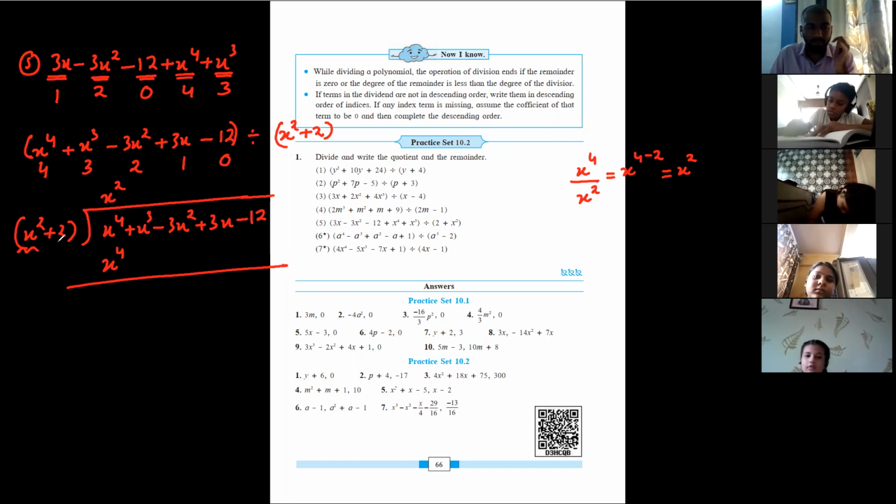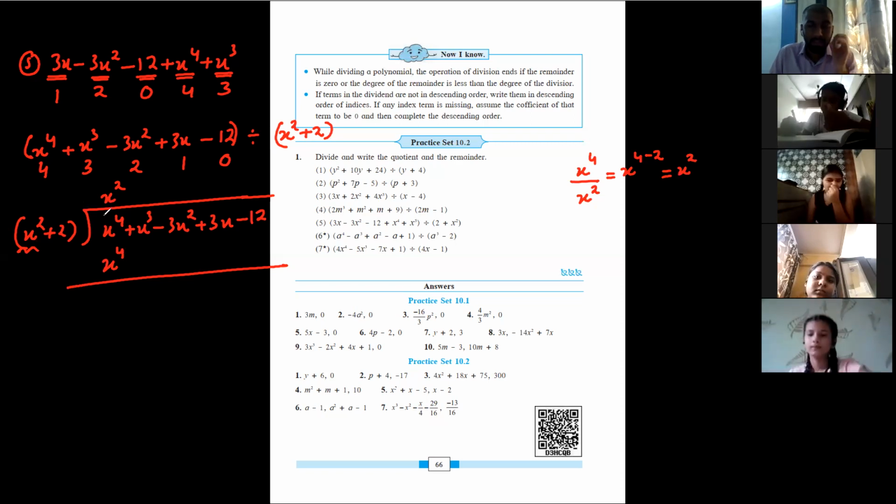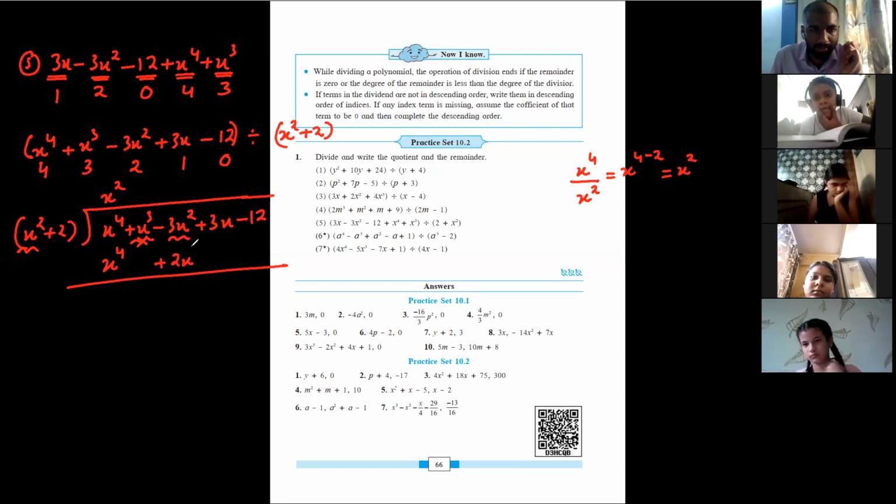Next is, don't forget to multiply 2 with x square. So 2 into x square is what? 2x square. Now you have to pay careful attention over here. Here it is 2 into x square. So I'll write 2 into x square. I won't write over here. I'll write it below x square ka term. So I'll write 2x square here.